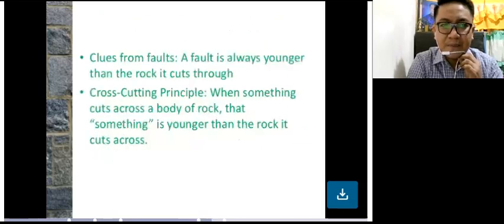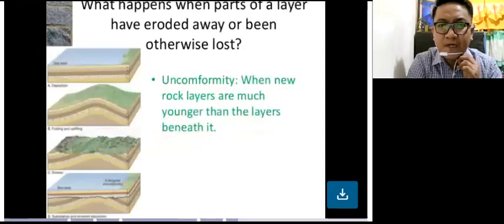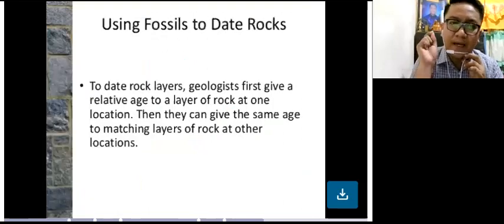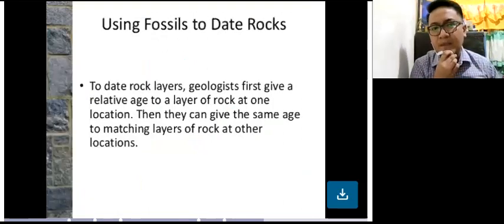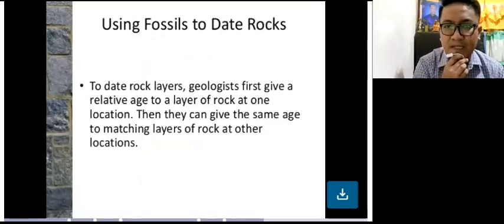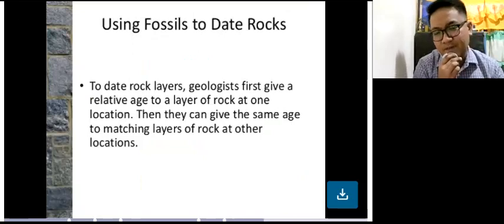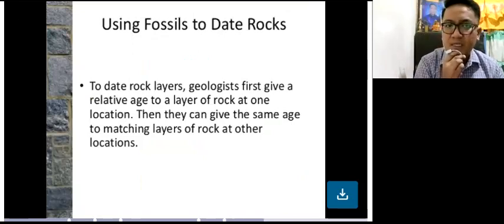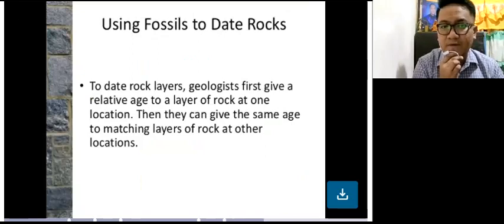So, eto po. What happens when parts of a layer have eroded away or been otherwise lost? Eto po, when new rock layers are much younger than the layers beneath it. So, to identify other aspects or ideas about the relative age and absolute age po, tinatawag po natin the stratified rocks and the age of rocks is using fossils to date rocks po.